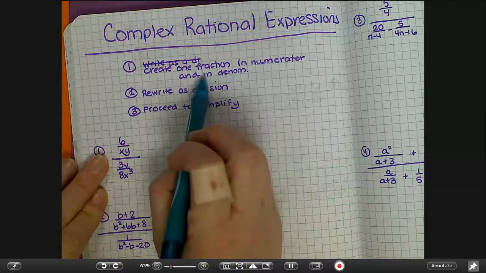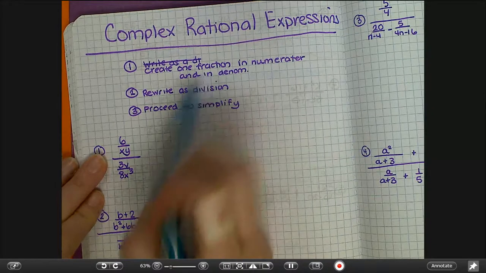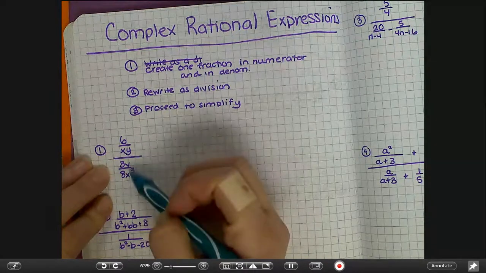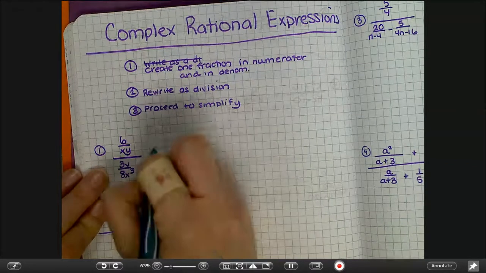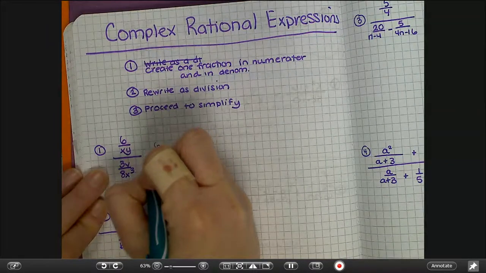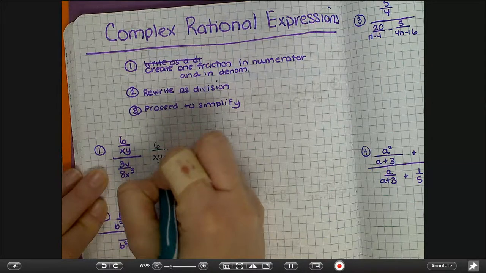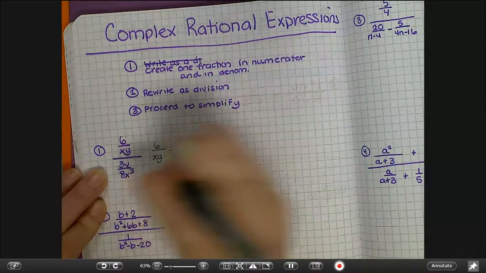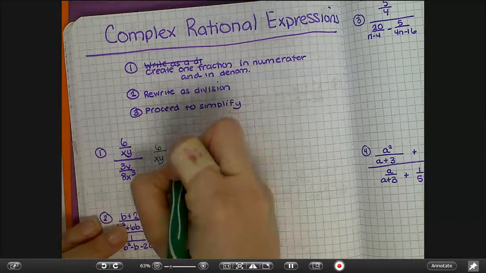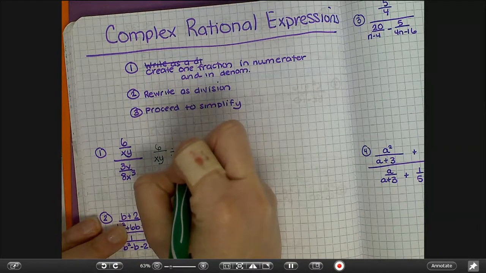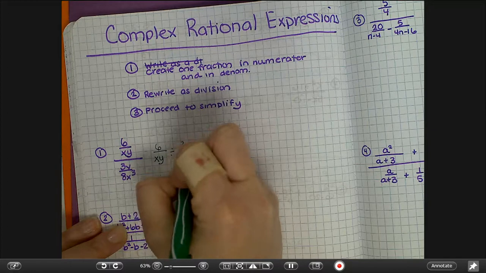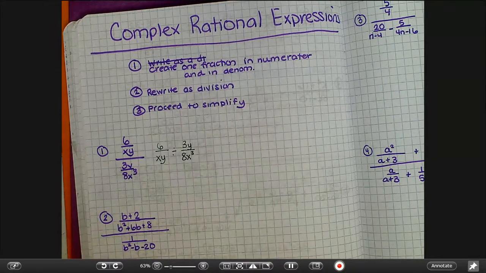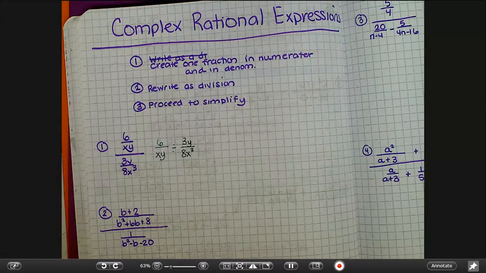So step one is to create one fraction in the numerator and in the denominator. So that's where we are. We already have one fraction in each. So we're going to rewrite this now as a division problem. 6 over xy divided by 3y over 8x cubed. I guess you can't really see the difference. I'll go with one color for now.